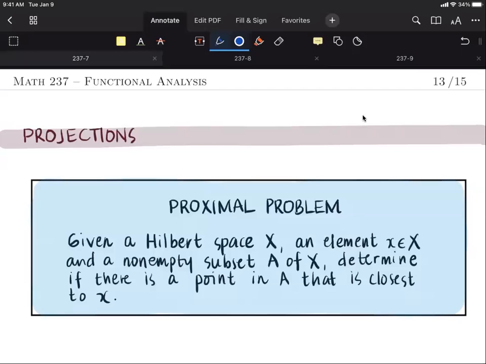And as our motivation, we consider the following proximal problem, and we restrict this problem to the case of a Hilbert space. So the problem is the following. Given a Hilbert space X, an element small x in this Hilbert space, and a non-empty subset A of X, we would like to determine if there exists a point in the subset A that is closest to the given point x. So you can think of this as looking for a point in the subset that is closest to the given point small x.